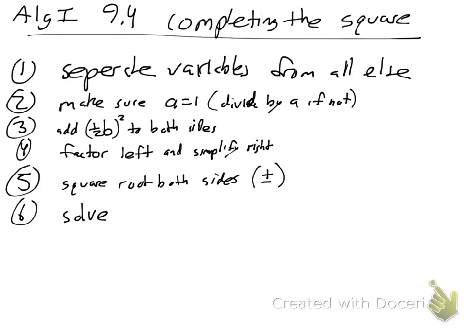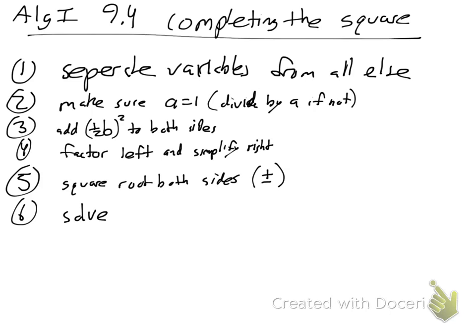Number 2, you're going to make sure a equals 1, because if a equals 1, your life's a little bit easier. If it's not, there's a little bit of work to do. So if it's not, you're going to divide by a. That'll make it 1, because a divided by a is 1. Guarantees it.